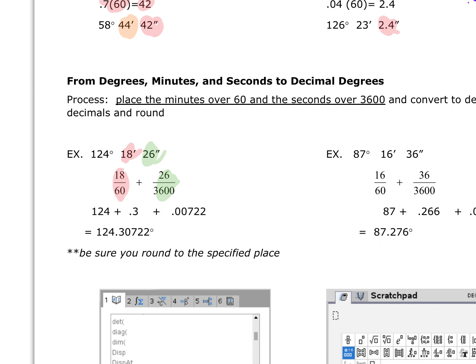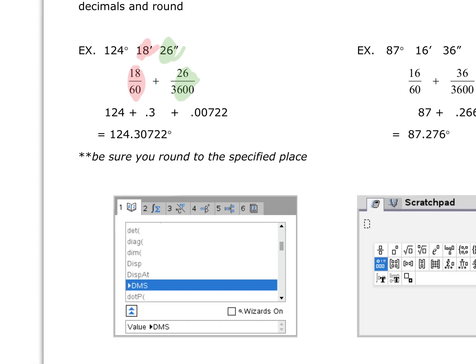Max, did that answer your question? No, what do we round it to usually? Usually 3 or 4 places after the decimal. In trig, for the most part, it's going to be 3 or 4 places after the decimal. Okay? All right.